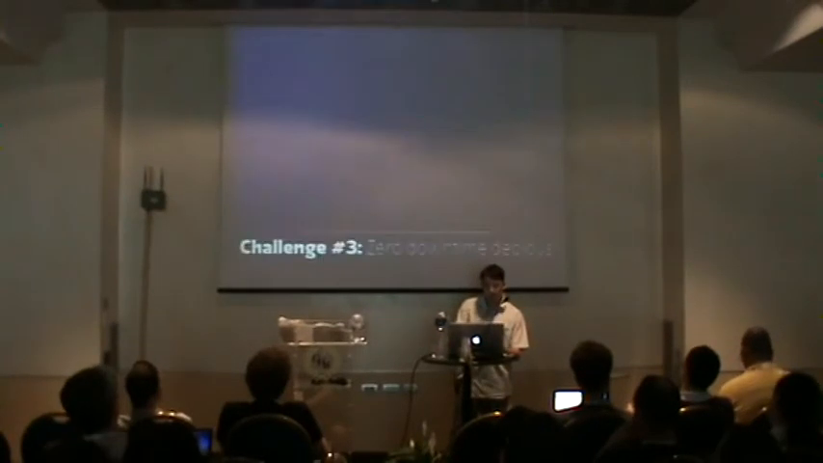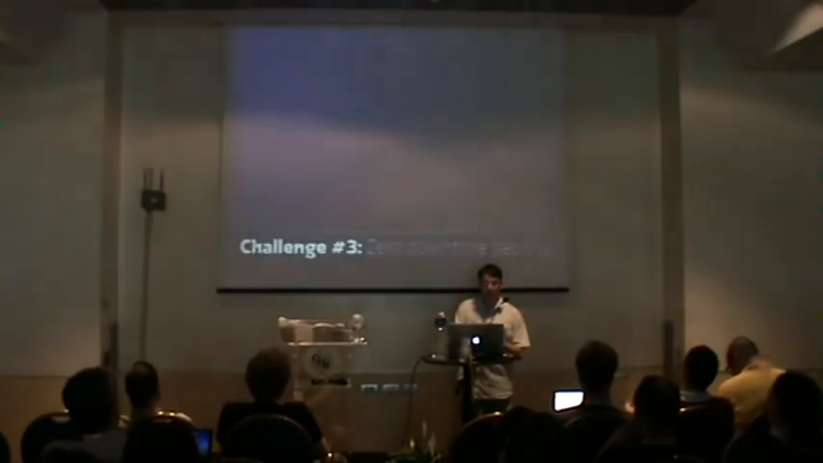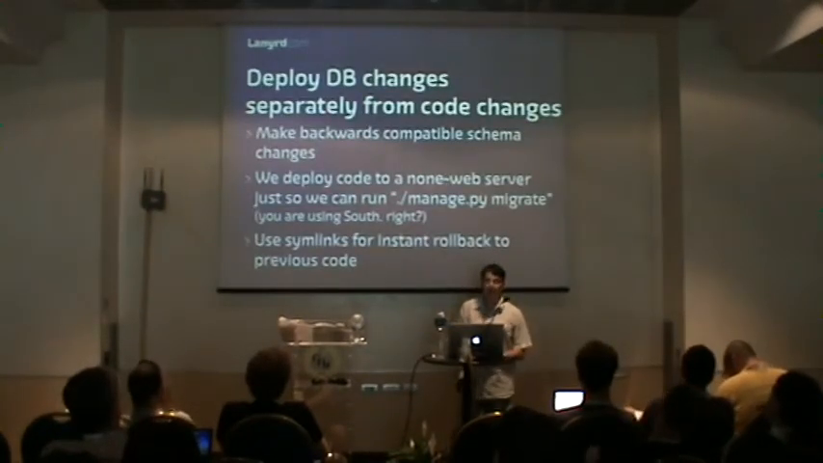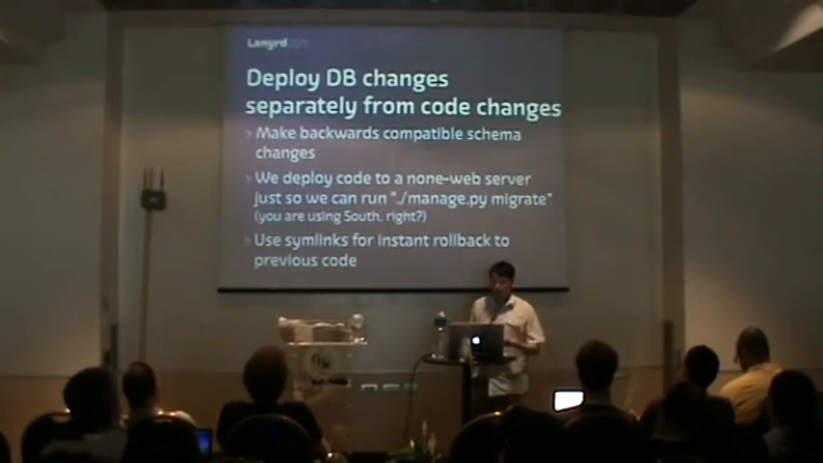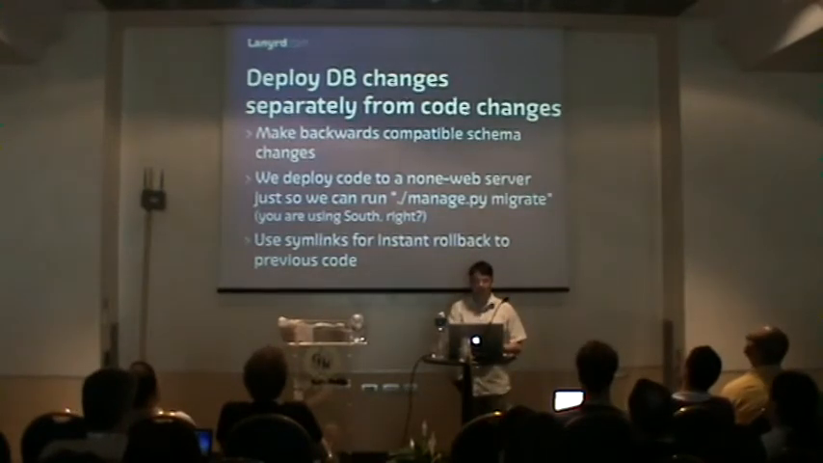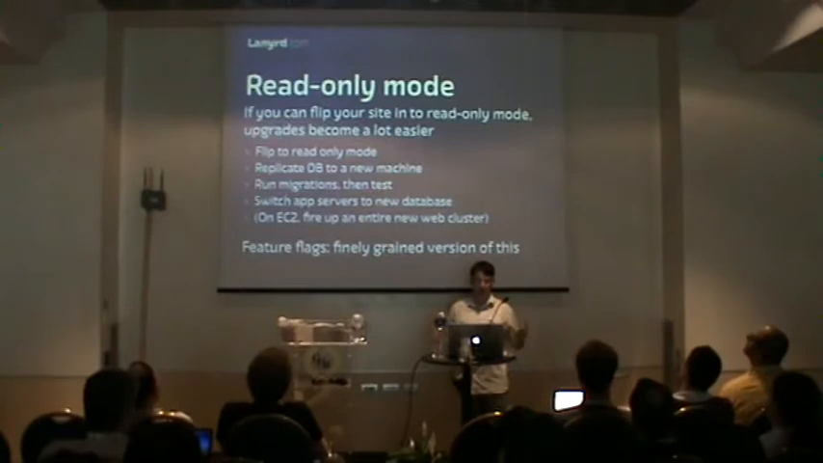So those are my challenges for the Python web application community in general. I've got suggestions for the first two. I don't have suggestions for this one, but if anyone's got a magic solution that will make zero downtime deployment smoother, I'd love to hear about it.